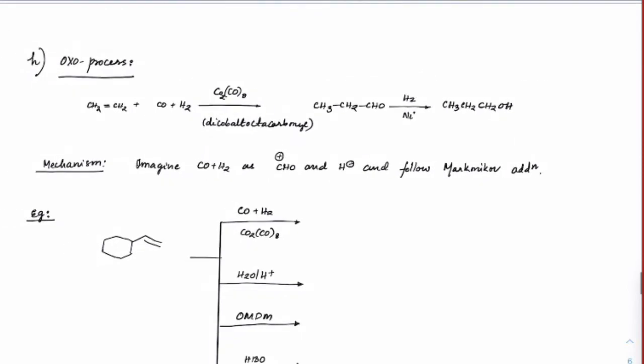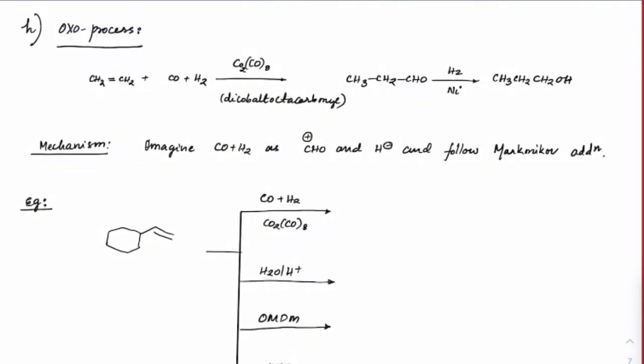For this type of mechanism in the oxo process especially, always imagine that the CO plus H2 which I am giving, carbon monoxide plus H2, will form an electrophile CHO plus and a nucleophile H minus. So CHO plus will follow Markovnikov's addition. CHO plus will add at this, a carbocation will form here, and that will take away this H minus. That's how we will have this aldehyde formation. Once you get an aldehyde, reduce that by catalytic reduction and you'll get alcohols. So I suppose you can imagine that.